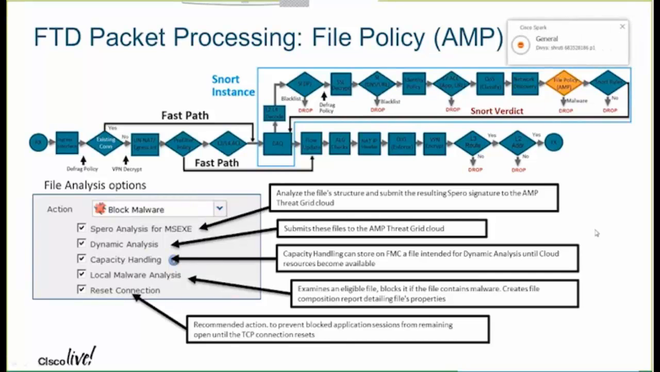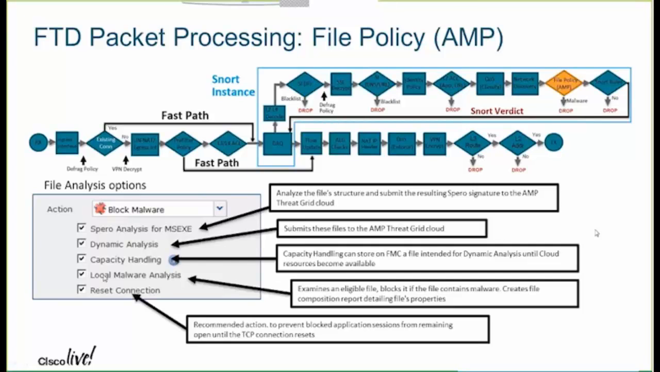And in case of capacity handling, the FMC will store the file which is needed for dynamic analysis until the cloud comes up with a disposition. Once the cloud comes up with a disposition, it is going to go ahead and delete the file. But until then, it is going to be storing it, if capacity handling is enabled.